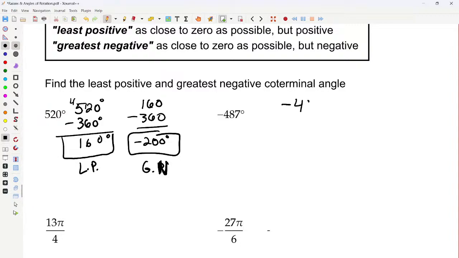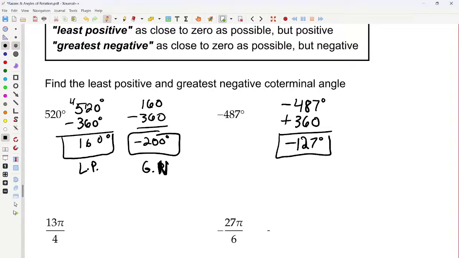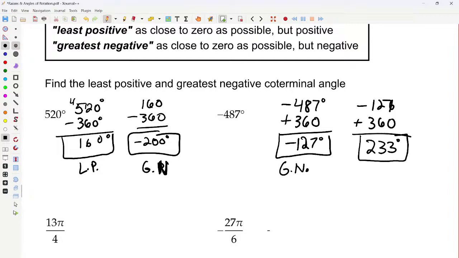Negative 487, add 360, so it's going to be 17, no it's not, 27, negative. I already can see what's going to happen if we add another 360. It's going to bring us over. Let's see, 3 brings me to 30, 30, and then I want 233. Least positive.